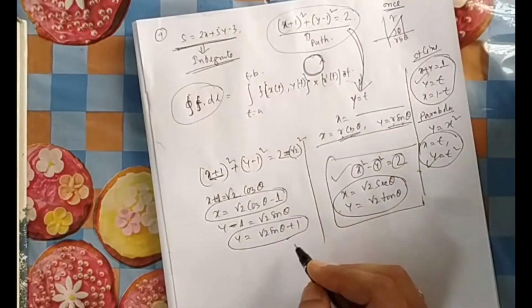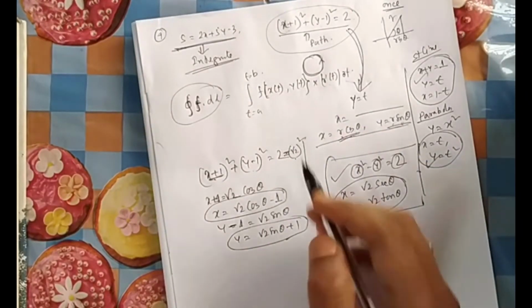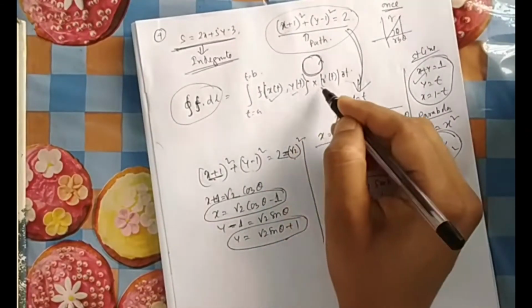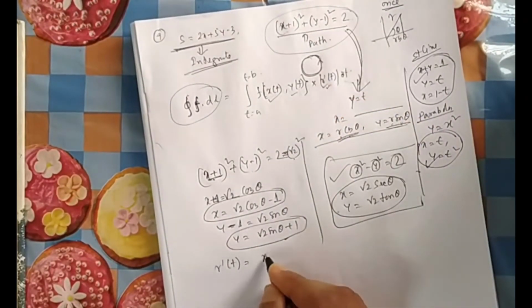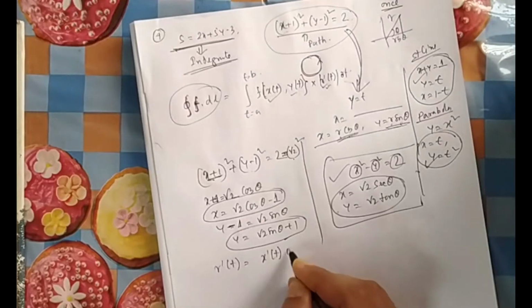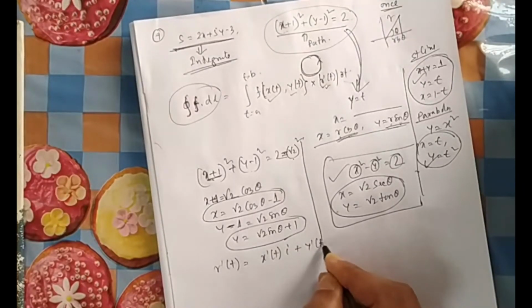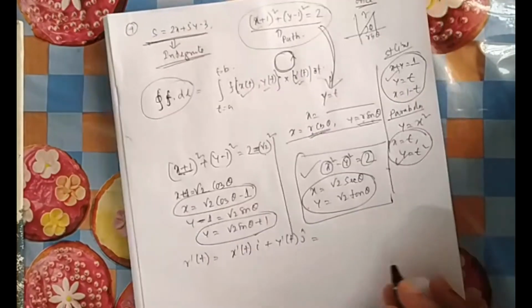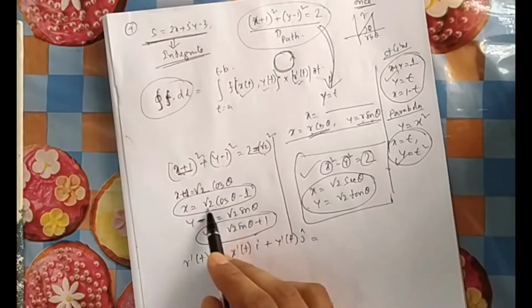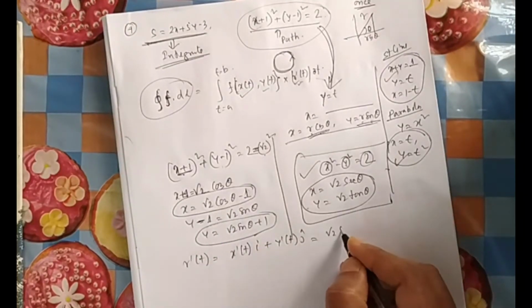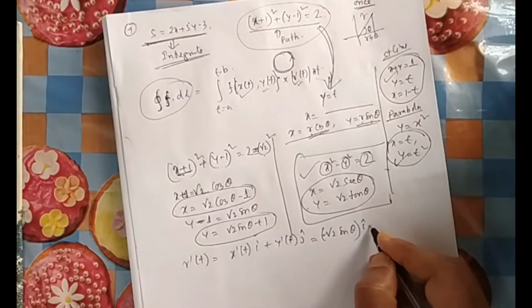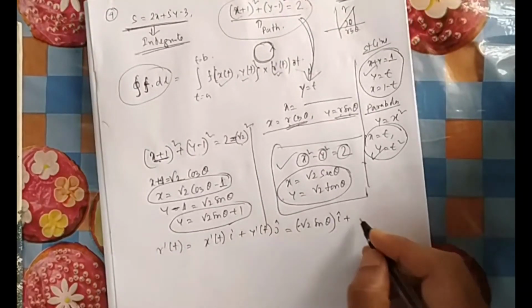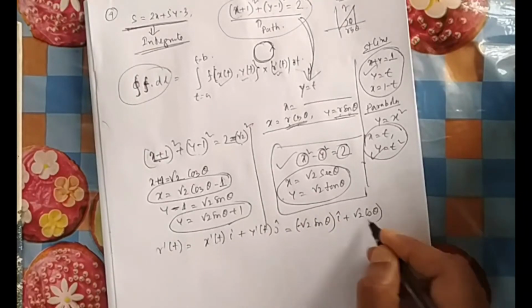So I will go to now theta. Okay, that's good. Now one thing, this is done. x(t), y(t) you have done. Now you have to calculate r dash t. Now what is r dash t? You remember this is x dash t i cap plus y dash t j cap. Now what is x dash? x dash means differentiation of this one with respect to theta. It will be minus root 2 sin theta, obviously, i cap because it is cos, and this is root 2 cos theta j cap.